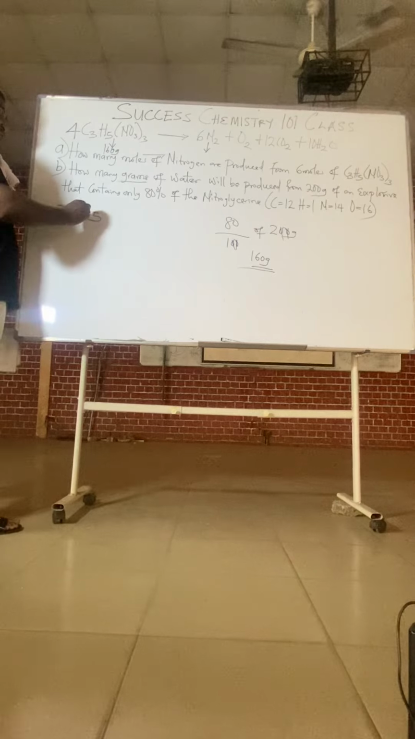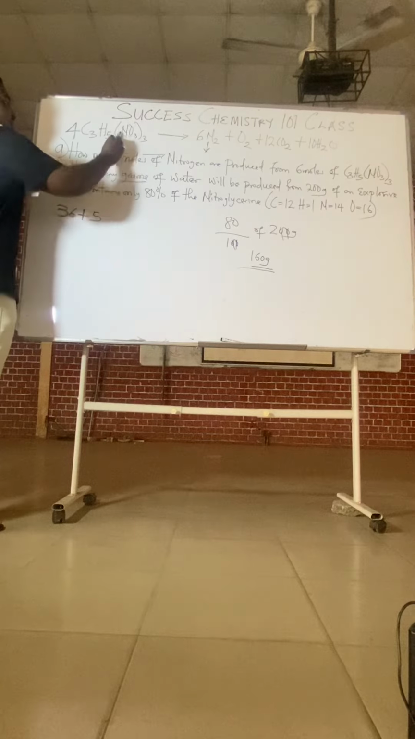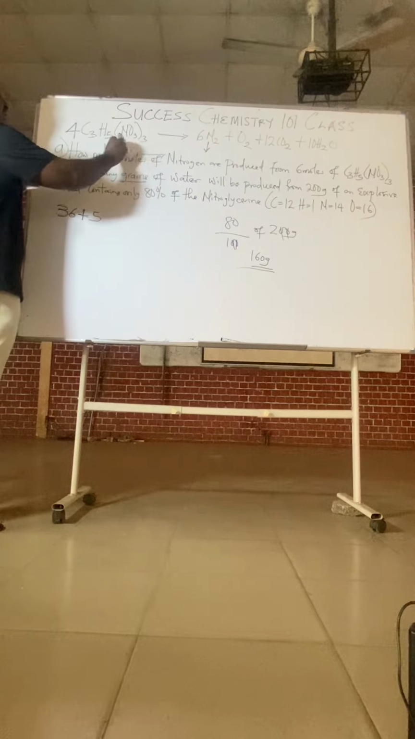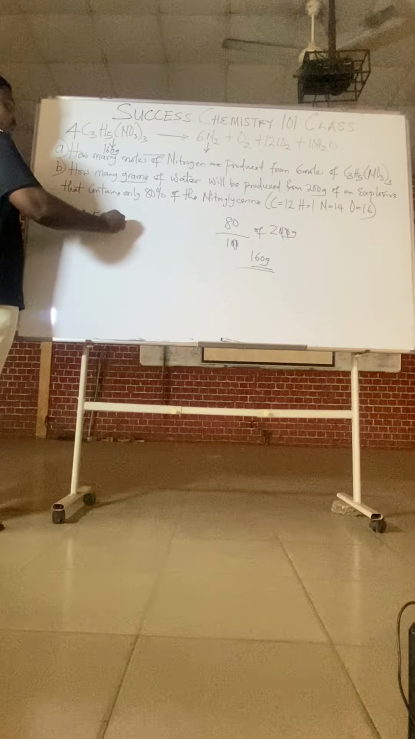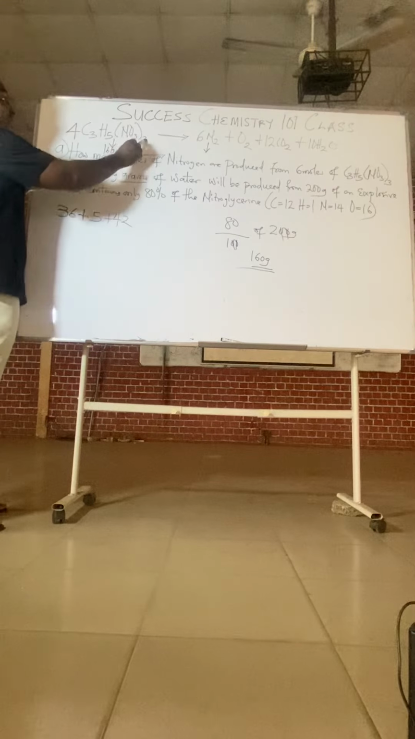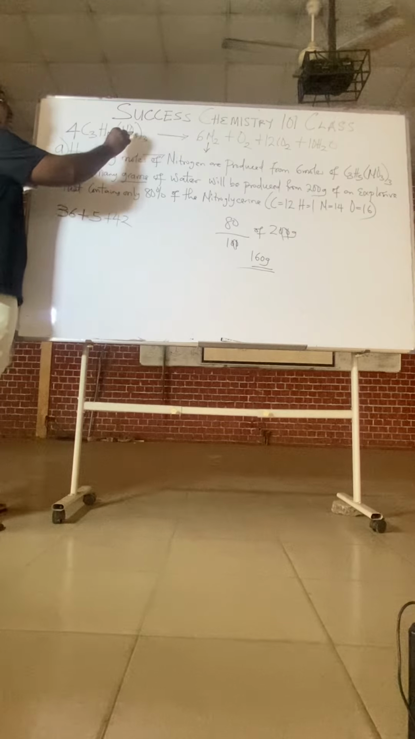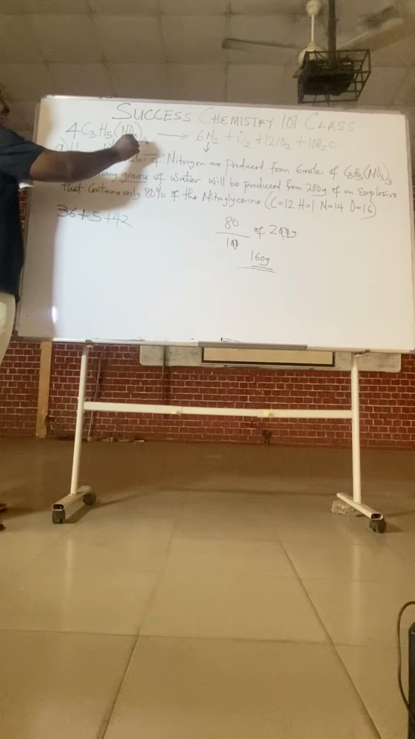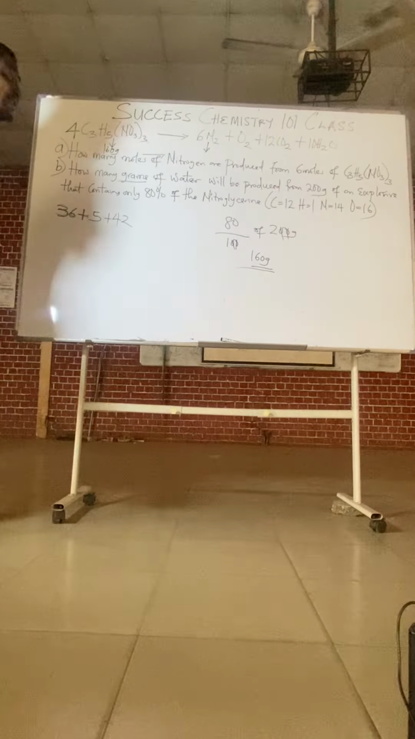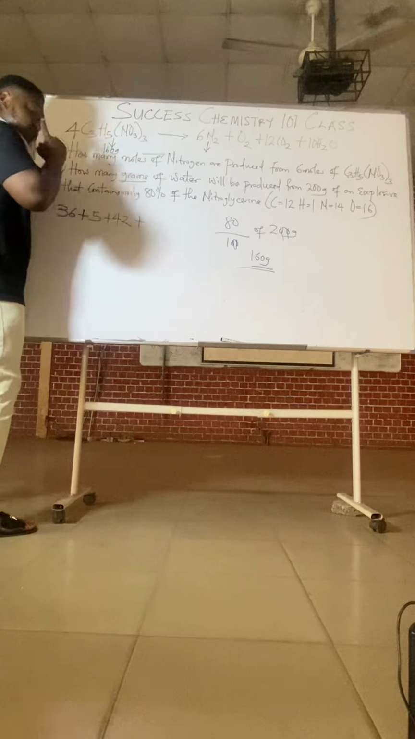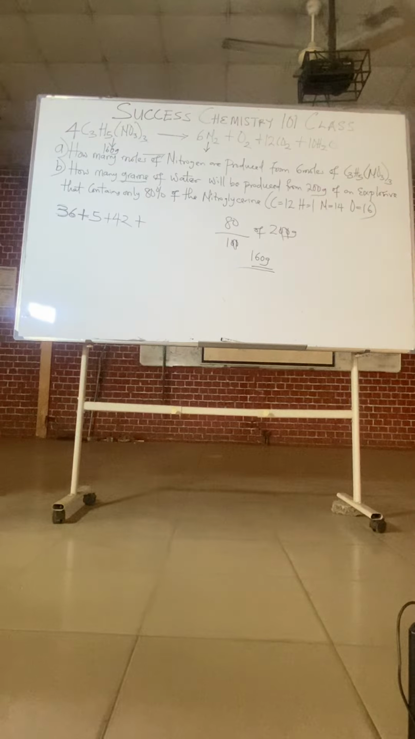36 plus 5. N is what there? 14. But we have 3N. 14 times 3, 42. Because this 3 affects everybody in the brackets, right? Oxygen is 16. 3 times 3, 9. So we have 9 oxygens. 16 times 9. 16 times 9 is what? 144.